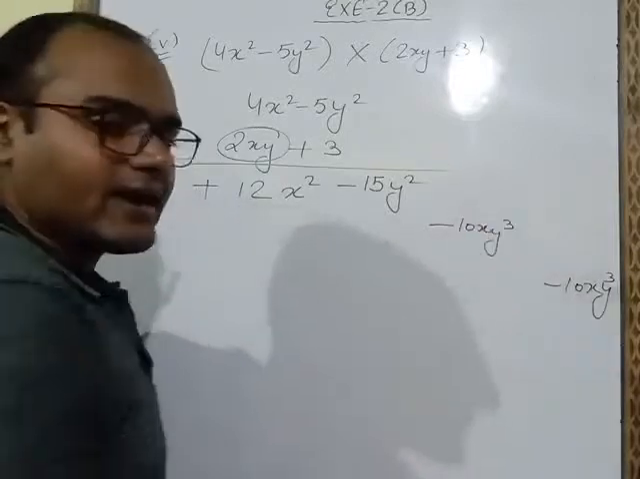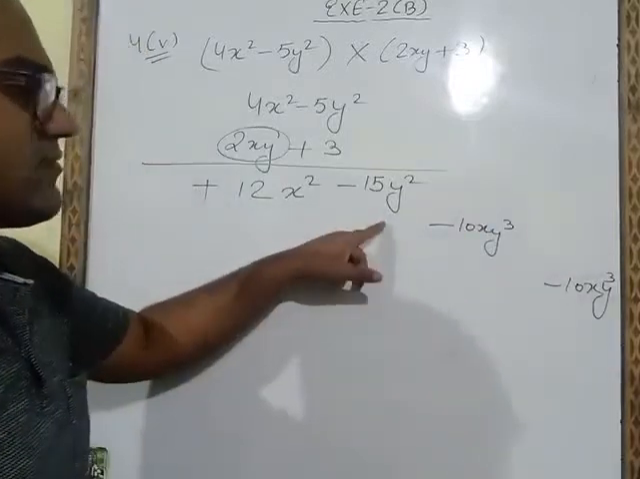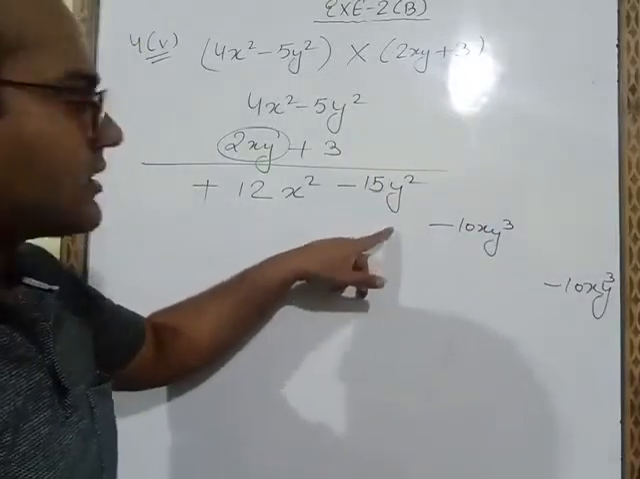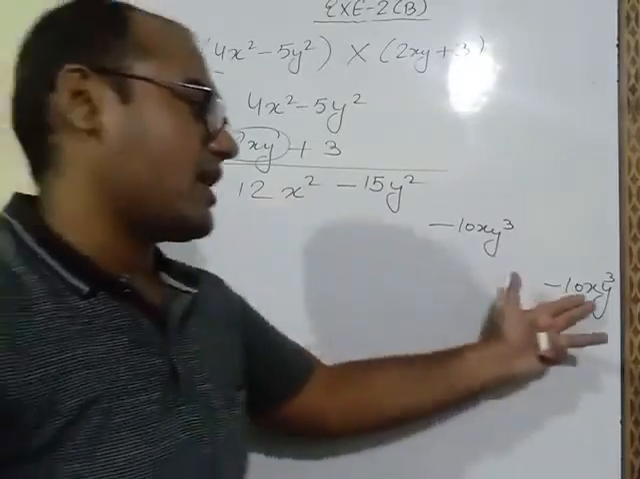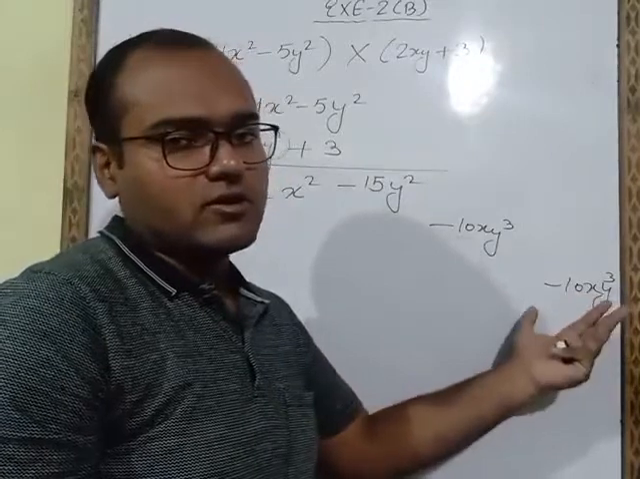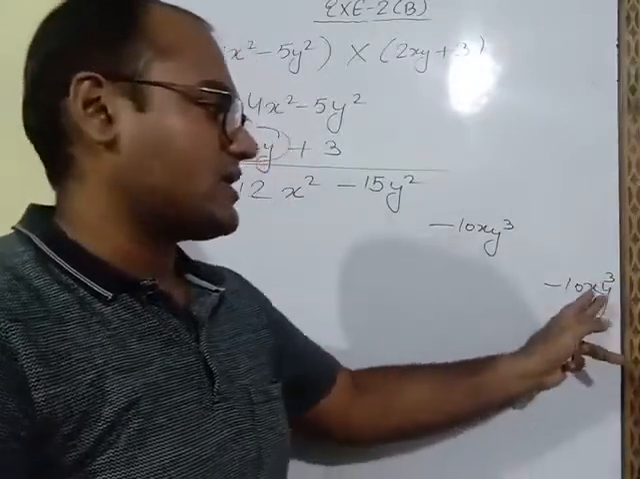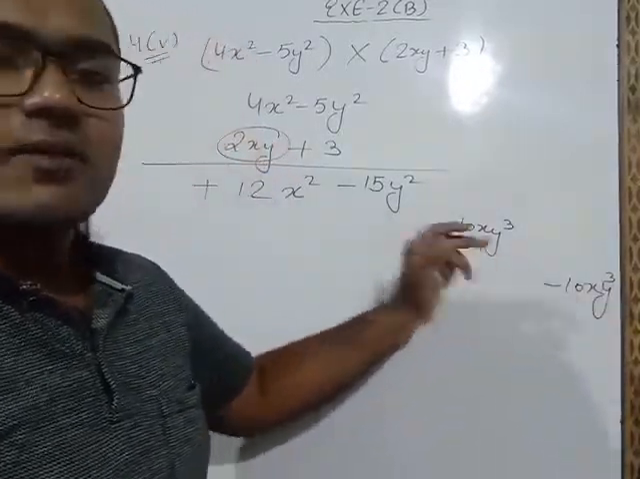Why we will write in the end? Because under this we have to write y square term. Under this we have to write x square term. And here neither x square is coming nor y square. That's why this xy cube term we had written separately.